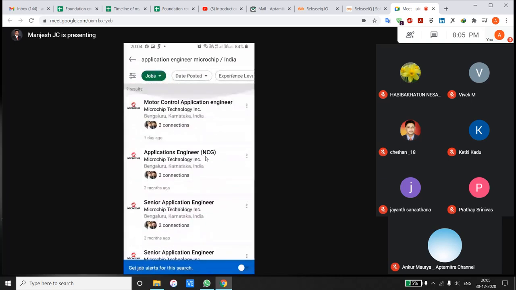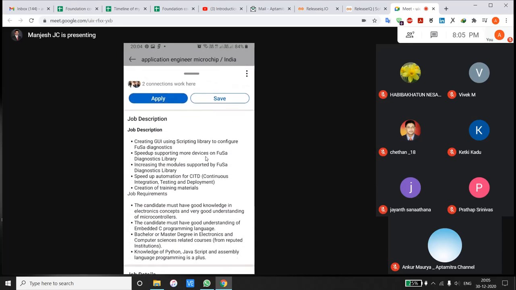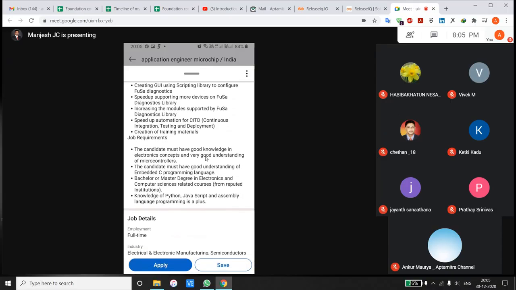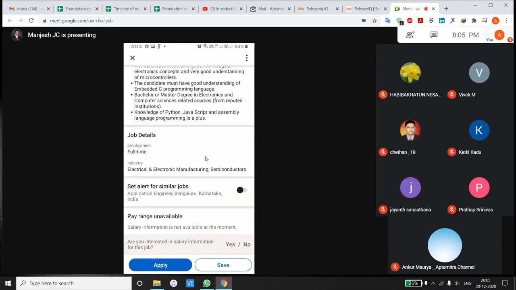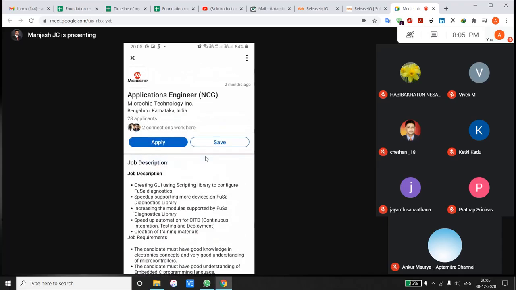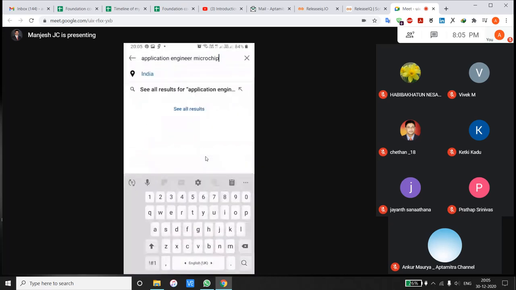You're seeing this. So what does an application engineer role involve? It is basically an interface between the design team and the customer team. They are not exactly design engineers and they are not fully customer oriented or marketing. They interface somewhere between the design and customer team.